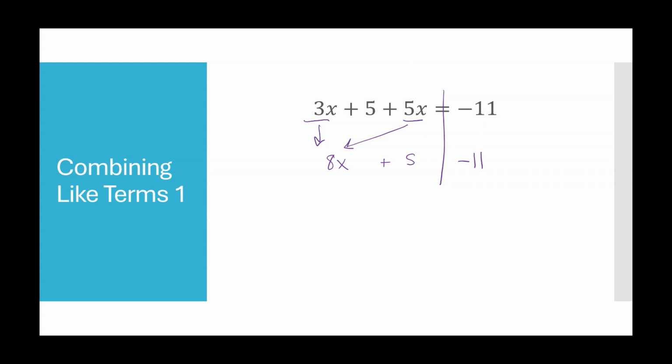Now I need to solve this guy. It's a little bit more complicated. I have to get rid of this plus 5. So I'm going to minus 5 on both sides. I've got 8x is negative 16. And now I need to get rid of this times 8. So I'm going to divide by 8. That's my inverse operation. And x equals negative 2.